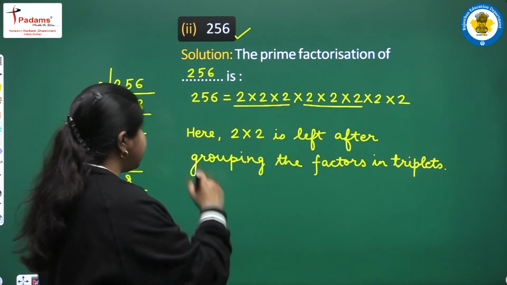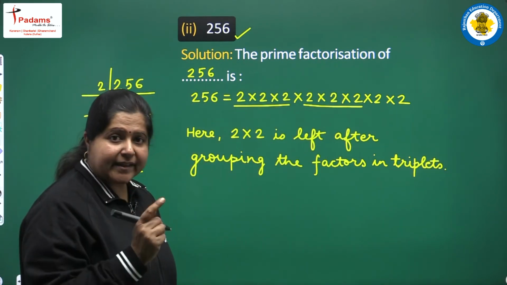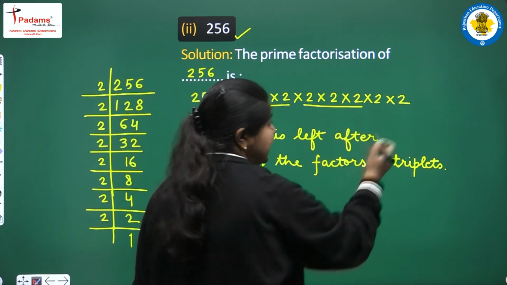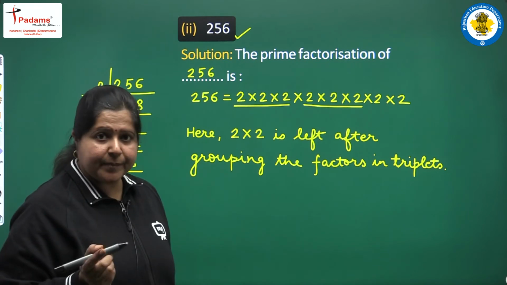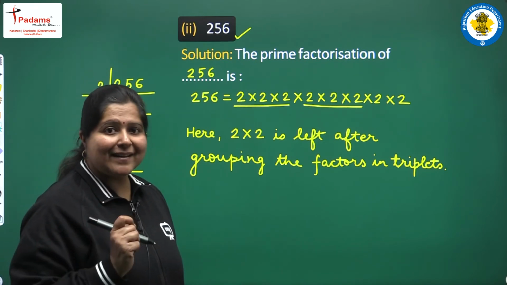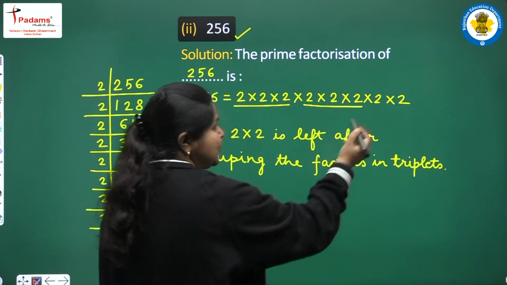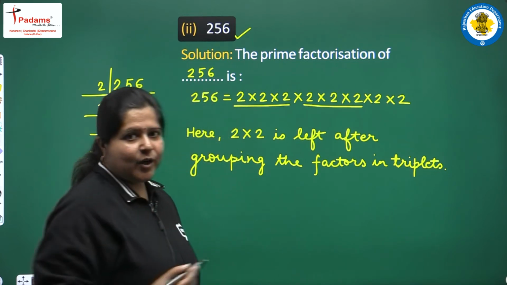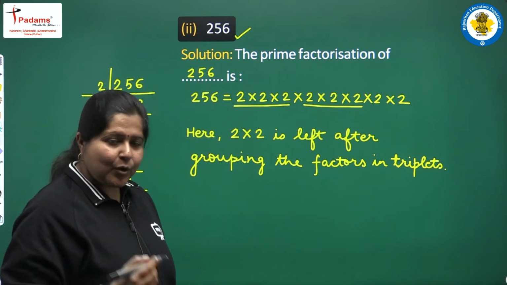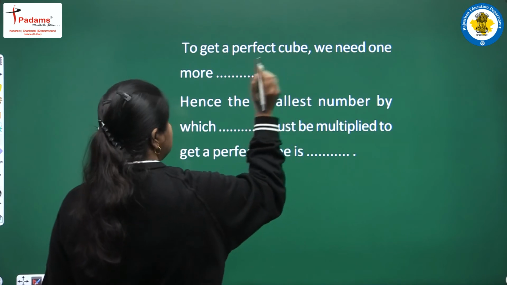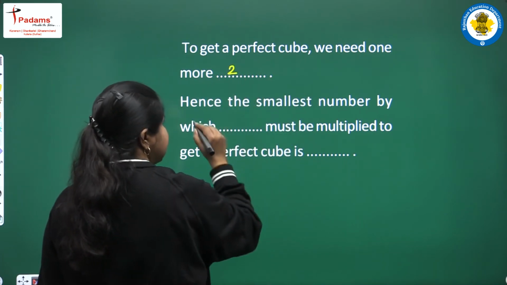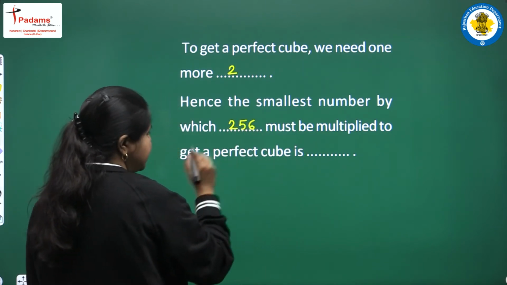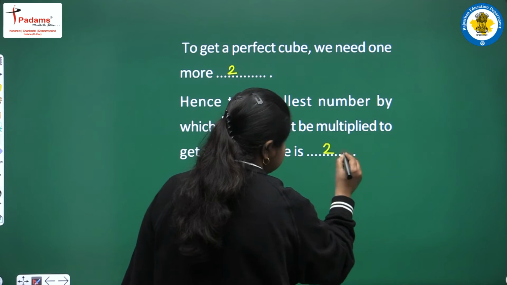और अब हम चाहते हैं कि इस नंबर को एक और नंबर से मल्टीप्लाई करें जिससे हमें एक परफेक्ट क्यूब नंबर मिल जाए. अभी क्योंकि यहाँ पर ये ट्रिपलेट हमें नहीं मिल रहा है तो 256 इज़ नॉट अ परफेक्ट क्यूब. तो अब हमें किससे मल्टीप्लाई करना चाहिए? ऑब्वियसली यहाँ पर एक 2 मिसिंग है, तो अगर हम 2 से मल्टीप्लाई कर दें तो इसका भी एक ट्रिपलेट बन जाएगा और हमें एक परफेक्ट क्यूब नंबर मिल जाएगा. सो व्हाट वी राइट हियर, टू गेट अ परफेक्ट क्यूब वी नीड वन मोर 2 and hence the smallest number by which 256 must be multiplied to get a perfect cube is 2.